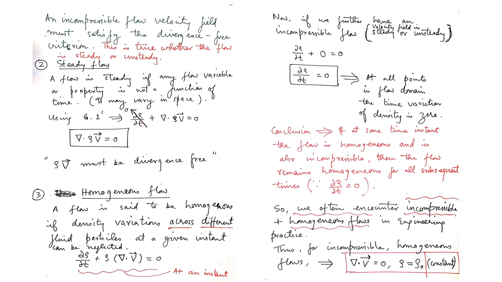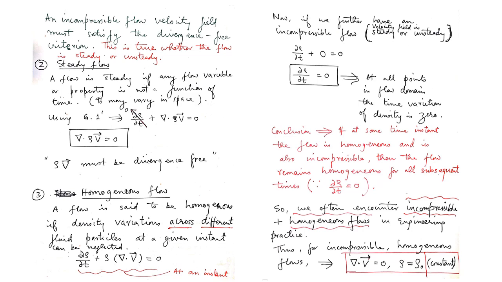So therefore I am left with only del rho del t as 0. So what it tells me is that at all points in the flow domain the time variation of density is 0. So I started with a homogeneous flow at a certain time instant, and at that time the density was the same across different particles, so at all points in the flow domain.